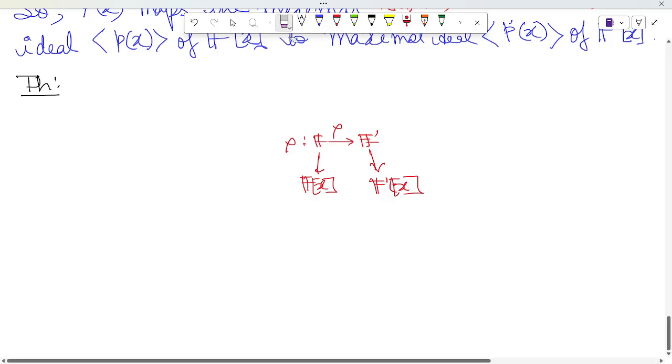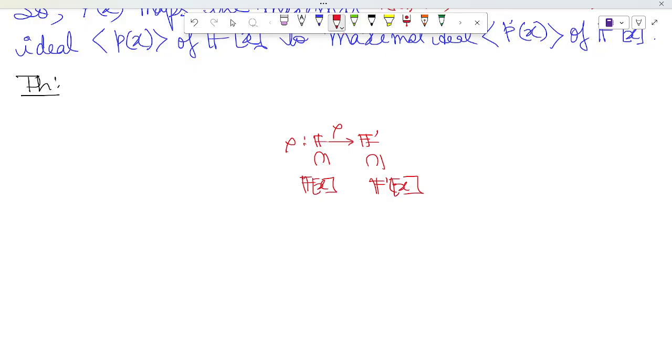So they are considered inside this. So f[x] inside f[x] there is p[x], sorry, there is p dash x. So I can get psi here. So if alpha is a root of p[x] in f[x] and beta is a root of p dash x in f dash x, then f alpha is isomorphic to f dash beta.